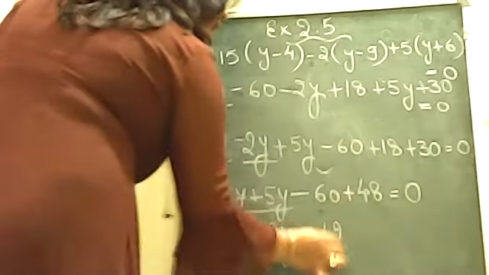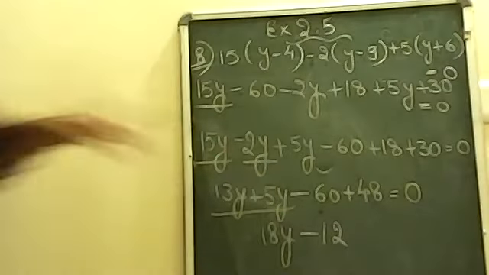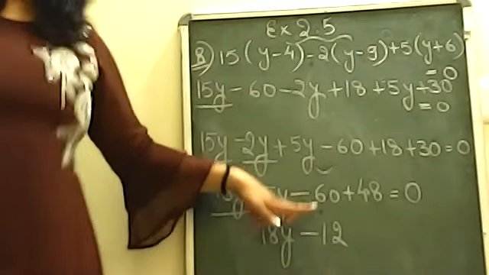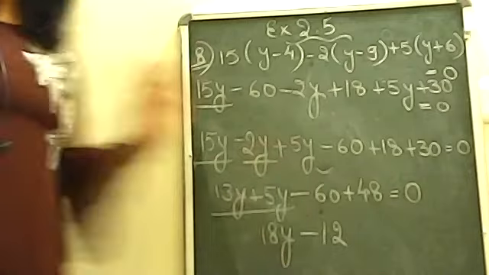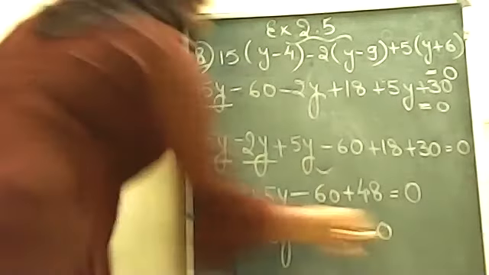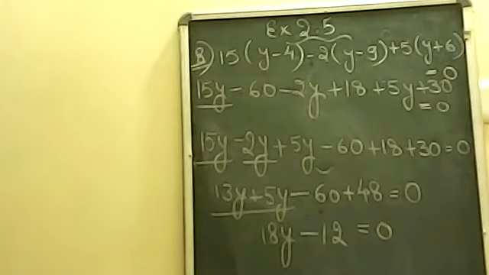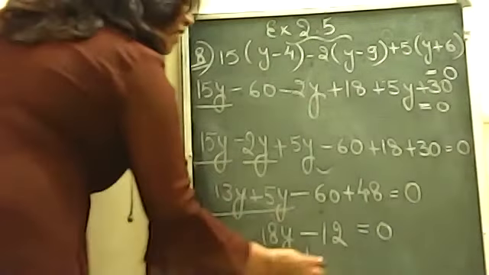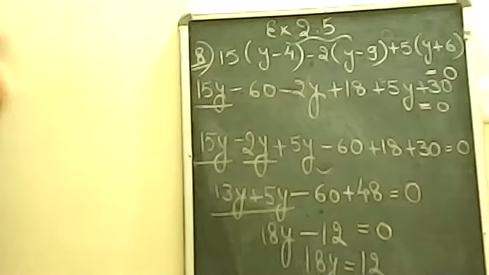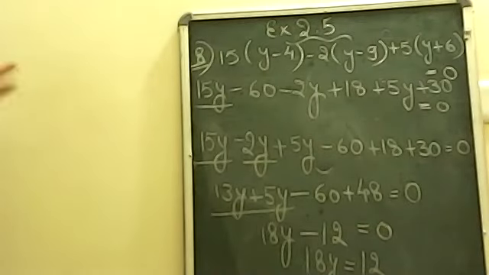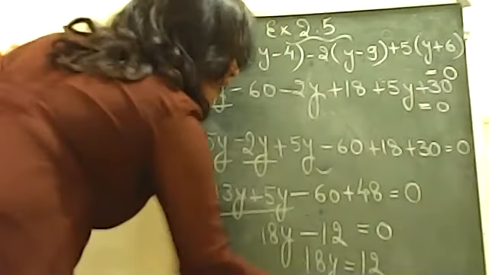ठीक है. तो यहाँ पर आ जाएगा minus 12. Why I am writing minus 12? Because 60 was greater, one was negative, one was positive. That is why I have subtracted and written here minus 12. Now is equal to 0. Now solve it further. How will you do that? 12 will go that side. It will give you 18y is equals to 0 plus 12, which will give you only 12. Okay. Now move on to the last step.